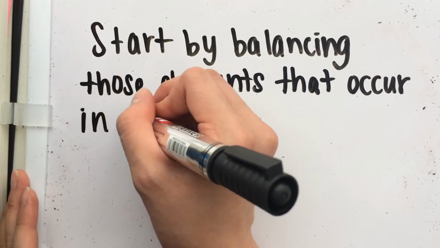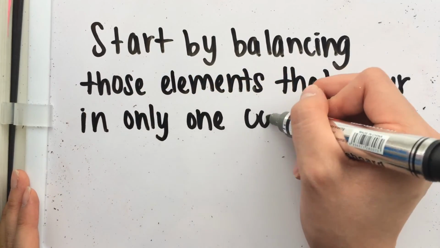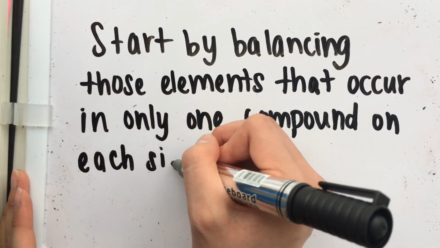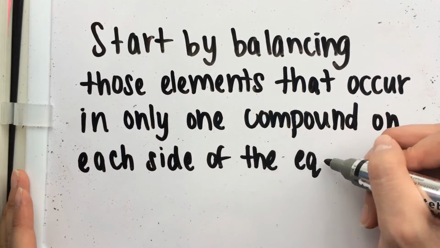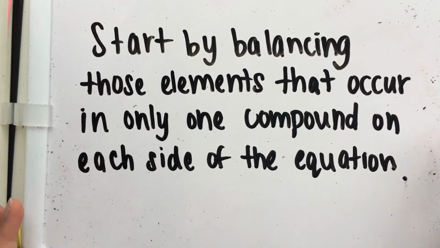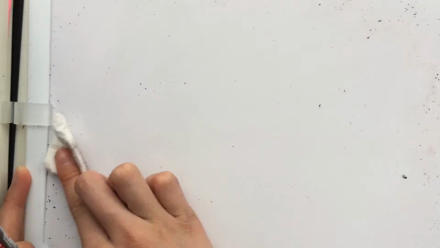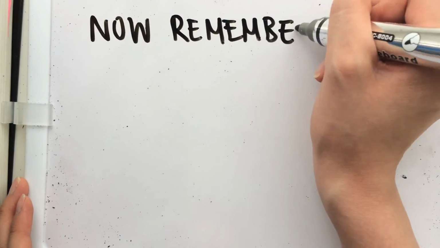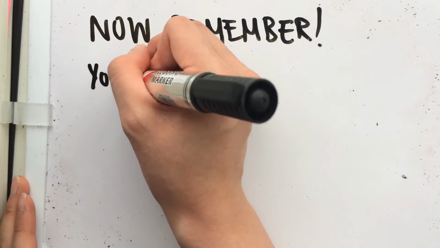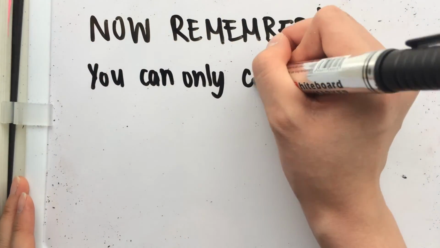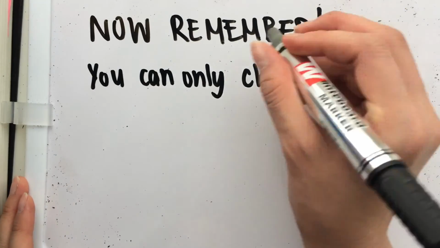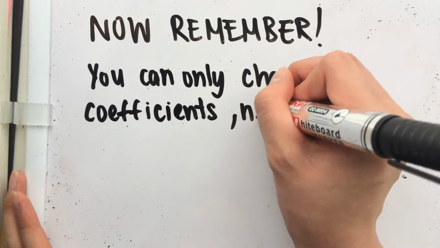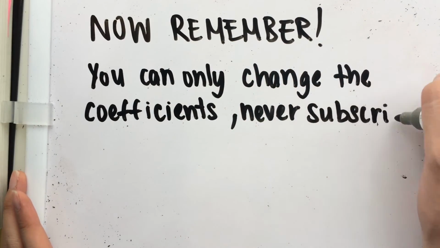So we need to start off by balancing those elements that occur in only one compound on each side of the equation. Now, one thing that's really important to remember is that when balancing chemical equations, you can only change the coefficients while balancing chemical reactions, never the subscripts. If you change the subscript, you're changing the identity of the compound.